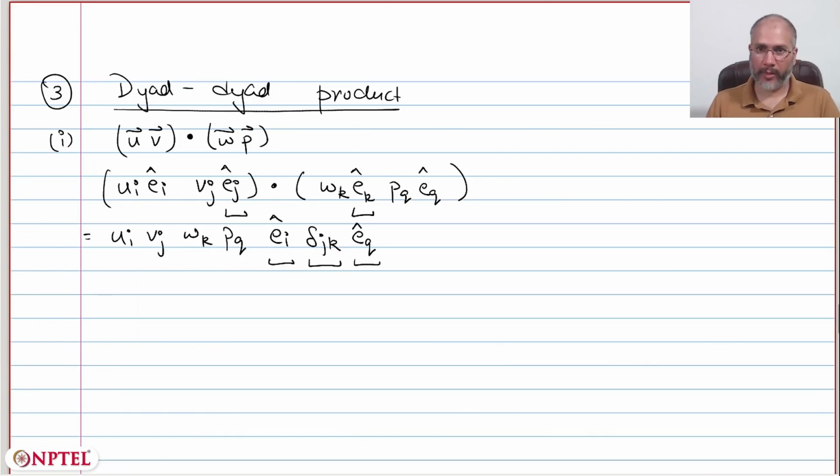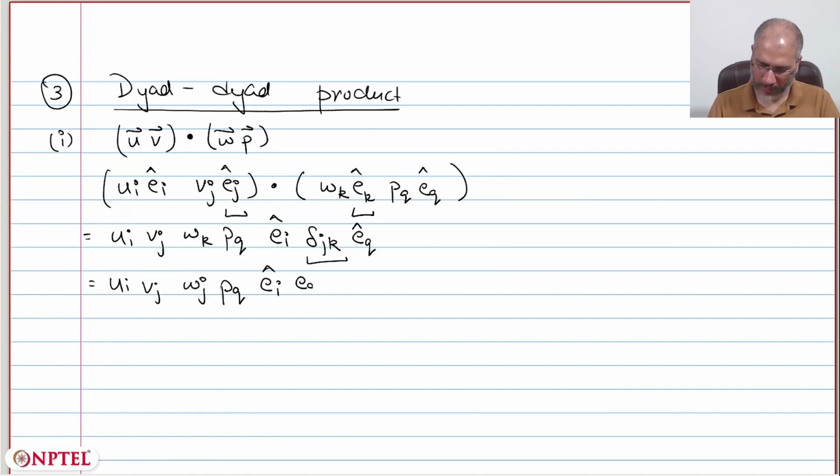Right, so what we can do further is we can apply the delta substitution property. So this becomes equal to u_i v_j w_k p_q, and since we are applying the substitution property of delta, we'll replace the index k with an index j. So the index of w becomes w_j, and then we have e_i and e_q in the same order as we had above. So we can see from the bases in this expression that this is a second order tensor.